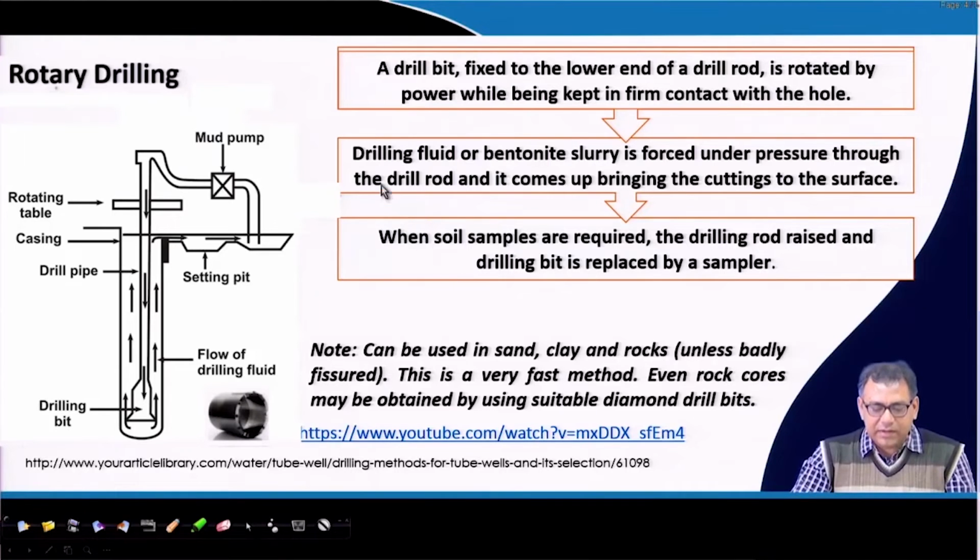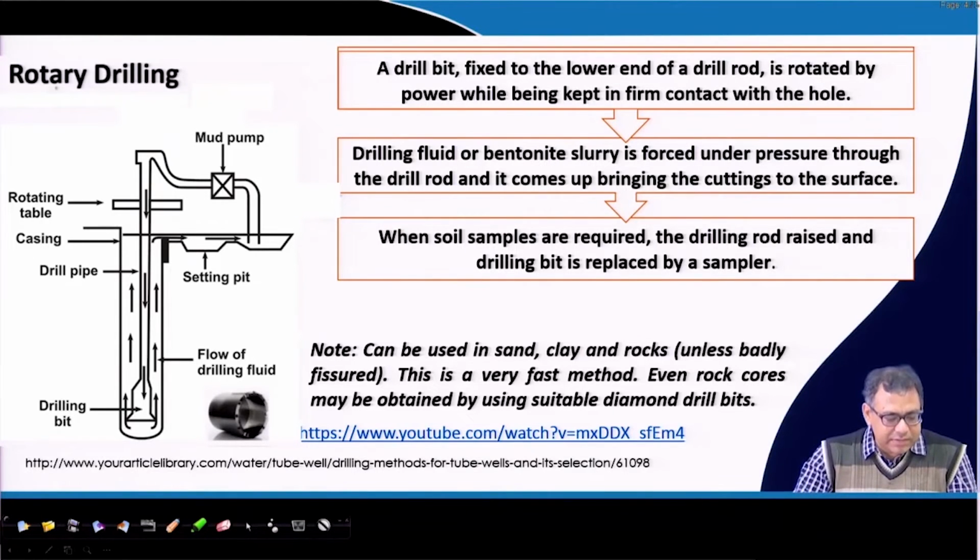And so, the bit is rotated and bentonite slurry is forced under pressure through this drill rod and comes up, bringing the cuttings to the surface. That means when we rotate this bit along with the drill rod, at the same time bentonite slurry is applied through the drill rod. Now, what will this bentonite slurry do? It will mix with the cutting pieces and then again be forced to come in the upward direction.